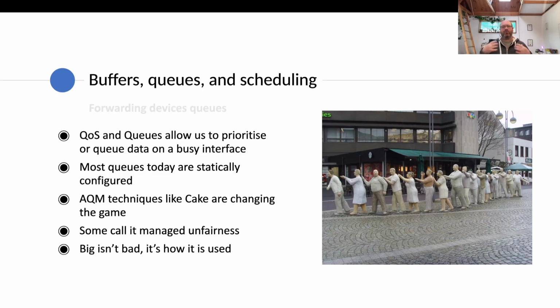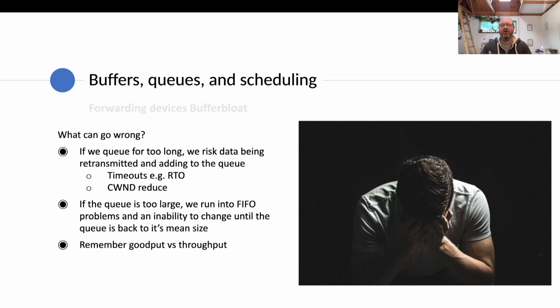Some call this quasi managed unfairness. I like that term because effectively you're penalizing, or potentially penalizing, everything. So big isn't bad, it's how it's used. But what can go wrong?